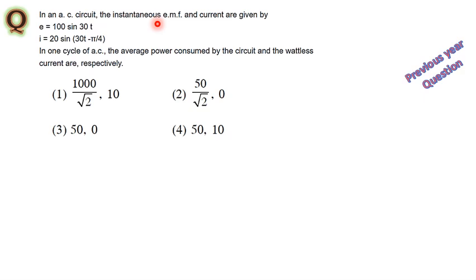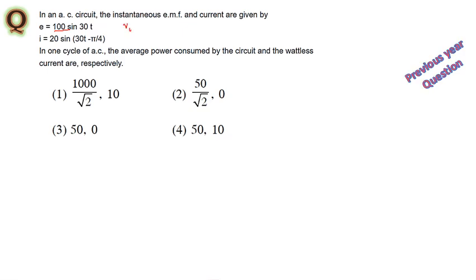Okay, we'll see the first problem here. The first problem is an old question paper problem. In an AC circuit, the instantaneous EMF, voltage and current are given by E and I. From this you can understand: this is about E, here is the potential, the same one. So V is equal to V naught sin omega t.